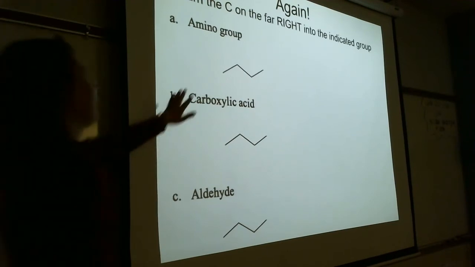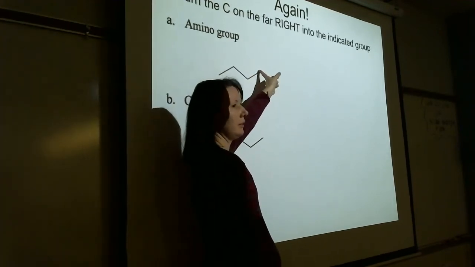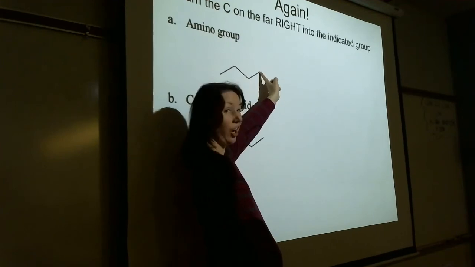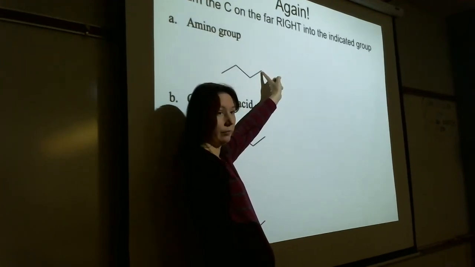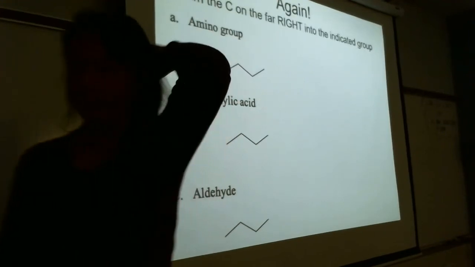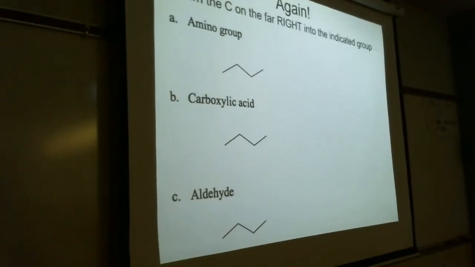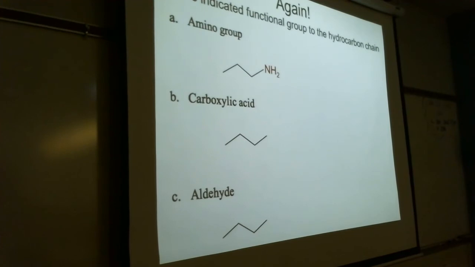So if I'm turning this into an amine, is it still a carbon? It's not a carbon anymore. What is it? It's now an NH2, right? In B, if I'm turning this into a carboxylic acid, that carbon still stays there, but what happens to it? It gets C double bond O, OH, right?